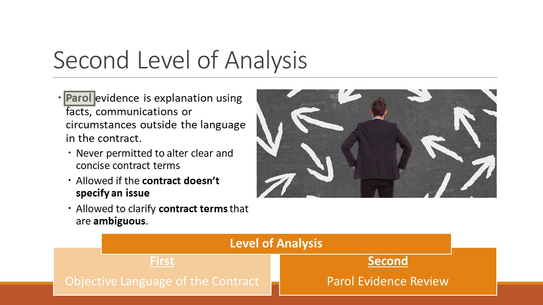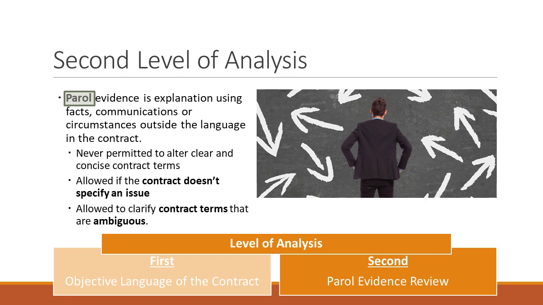If the drawings are fine, you're not going to be able to bring in parol evidence. You can, however, bring in parol evidence if the contract is silent, or if it's unclear and ambiguous. So sometimes there are reasons to bring it in. If that detail on page A15 didn't have all the information of how that wall was supposed to be put together, you could argue the contract was silent, and so there needs to be some information.